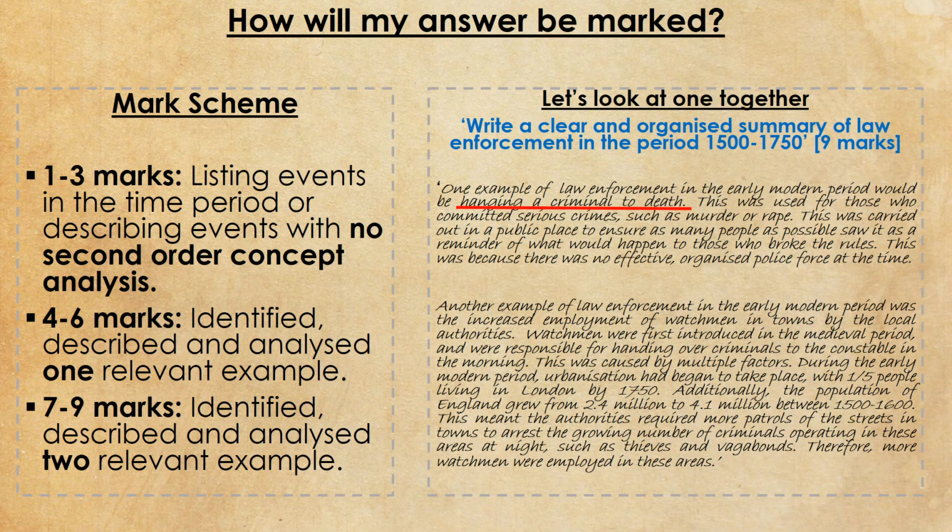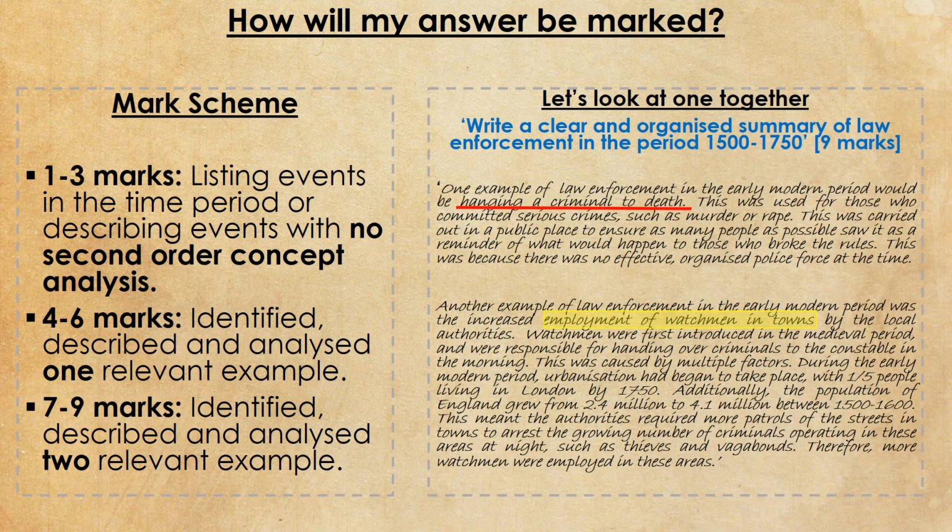So they say another example of law enforcement in the early modern period was the increased employment of watchmen in towns by local authorities. Right, hopefully then you have spotted the identified point here. The identified point that they are making about law enforcement in this period is that there are more watchmen in towns in the early modern period. What we would be looking for now is if they go on to describe what watchmen were, or some supporting detail about this particular example.